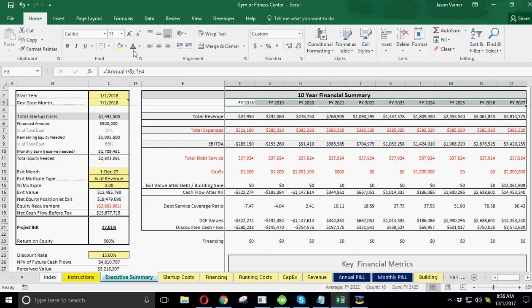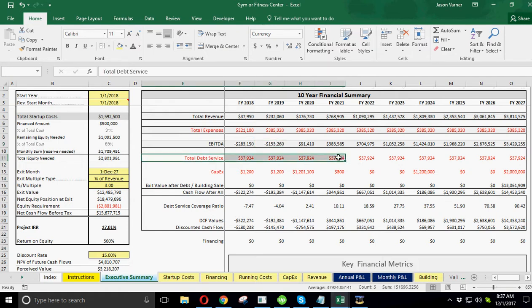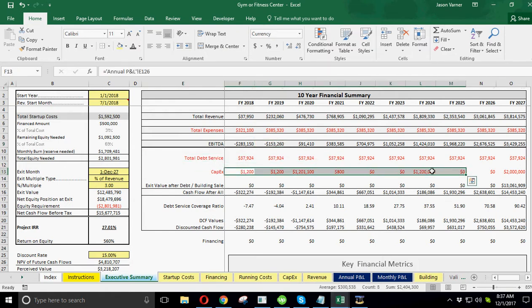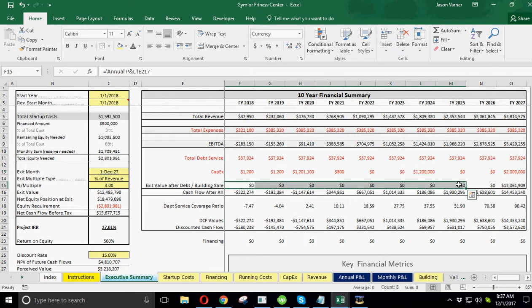So this is just a 10-year summary. You've got your total revenue, total expenses, EBITDA, pretty much as simple as I can get. These are your main operational, the meat of the business. But there's also other activities, cash flows that affect the business, like debt service on the loan, capital expenditures for expansions, the exit value of the business. So all those things are taken into account there.